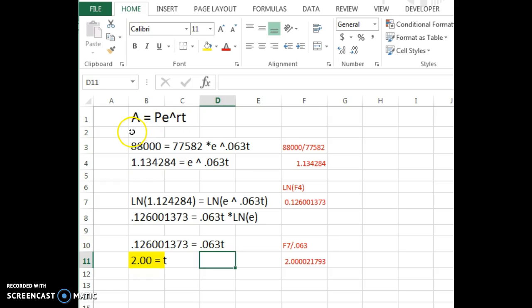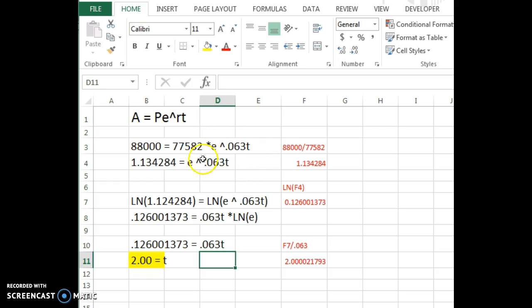And so we have several values from the problem. They told us the amount, they told us the principal. E isn't a variable, it's just a number. And then the interest rate was given. The only thing missing was the t in the exponent. So to get a variable out of the exponent, we're going to need to use logarithms.